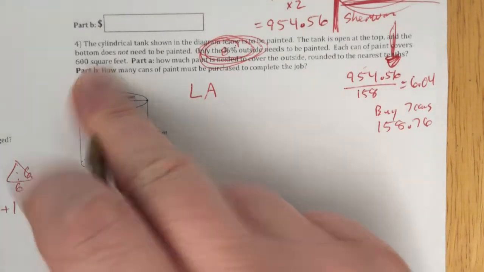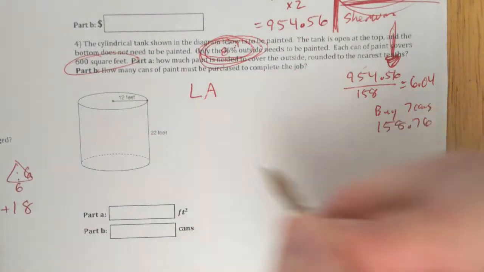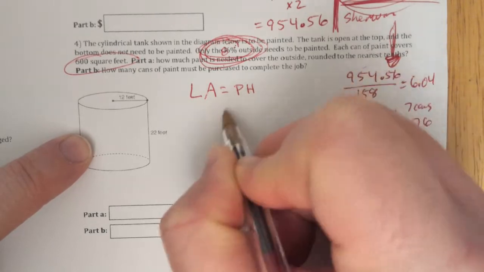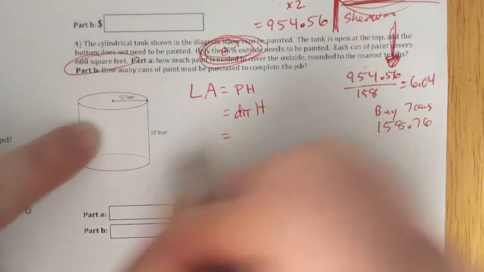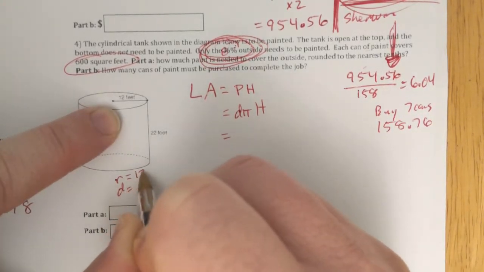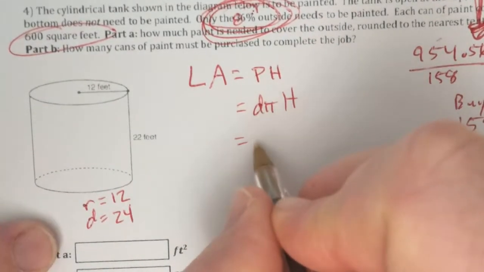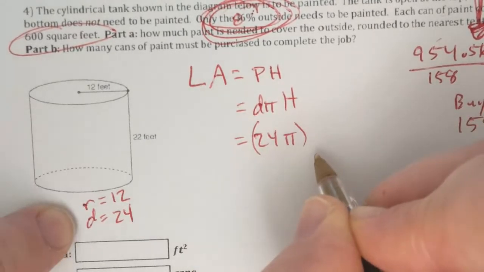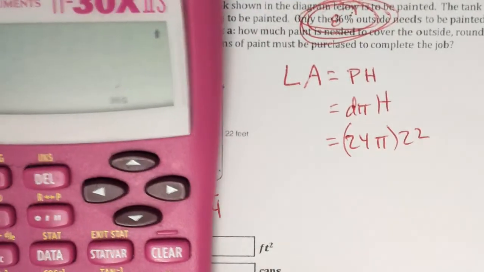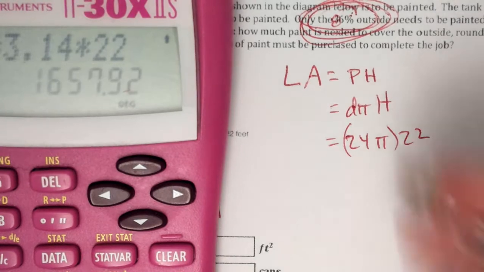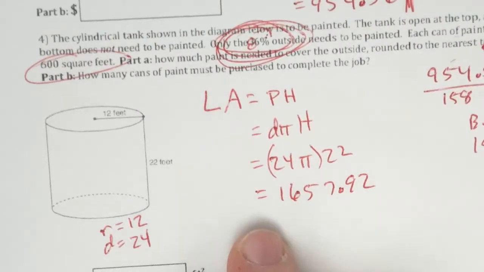Each can of paint is 600 square feet. How many cans of paint would you need to paint this? All right, so let's find the lateral area. That's the perimeter of the base times the height. That is d pi times h. If the radius is 12, then the diameter is 24. Zoom in a little bit here. So we would have 24 pi times your h, which would be 22. So all we have to do is type that in the calculator, right? So we have 24 times 3.14 times 22. And we get 1657.92. Okay, so this is how much we're going to be using.